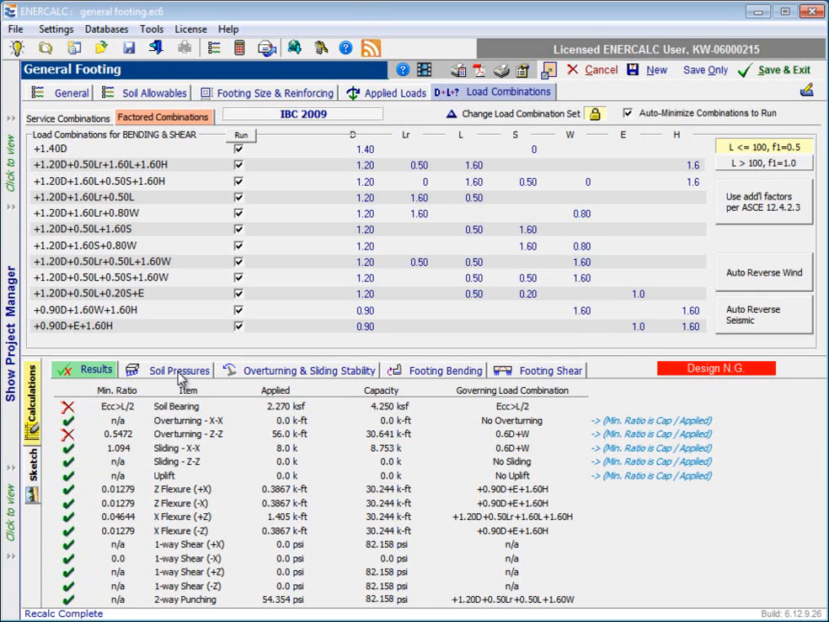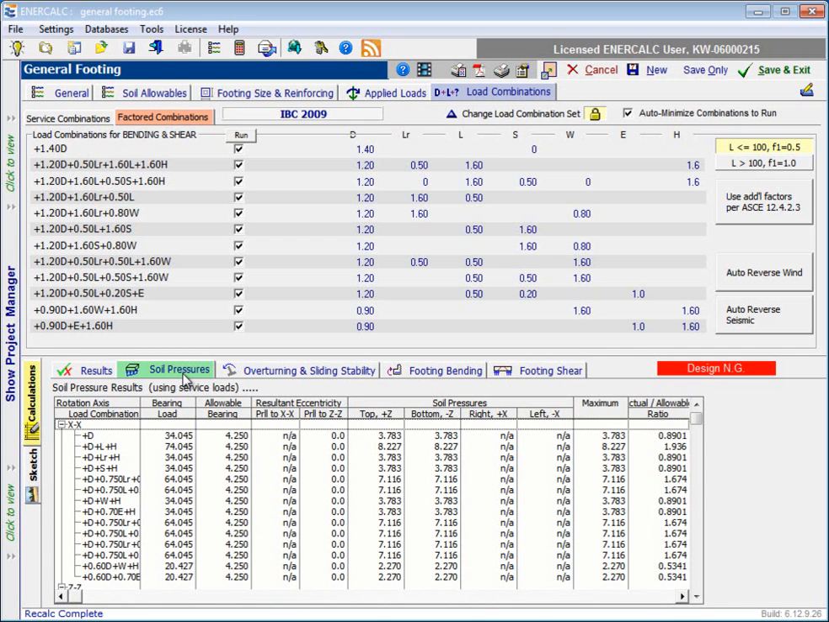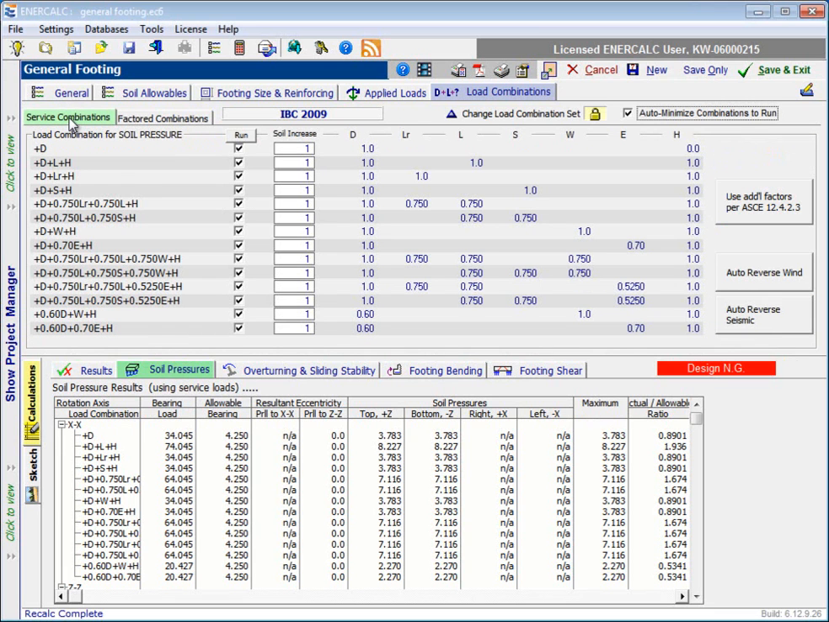The next thing that we'll take a look at in the calculations category is the soil pressures tab. Here on the soil pressures tab, I just want to point out that the note reminds us that the soil pressure results are based on the use of the service level loads. So that would be these service combinations that were defined, and specifically those that were selected to run.